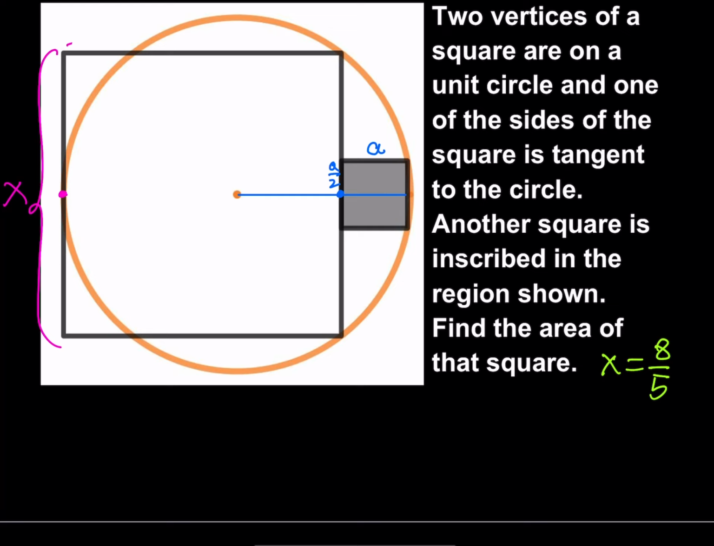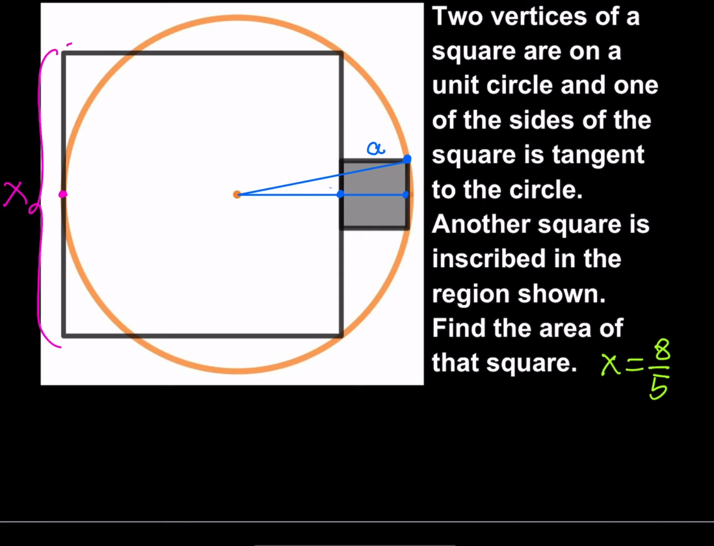Even though this point is on the smaller square but not on the circle, this point will be on the circle. Two of the vertices are on the circle, right? Okay, cool. So that might help me make some good connections here. Let me erase this, I don't want that in the way. So let's go ahead and make a connection here. I'm going to connect the center to one of the vertices of the smaller square.